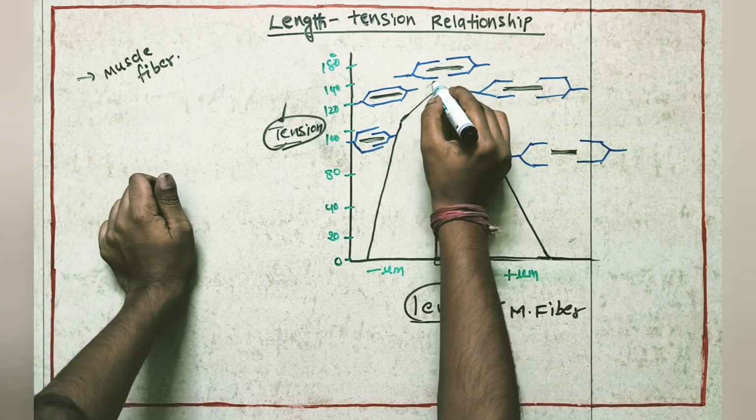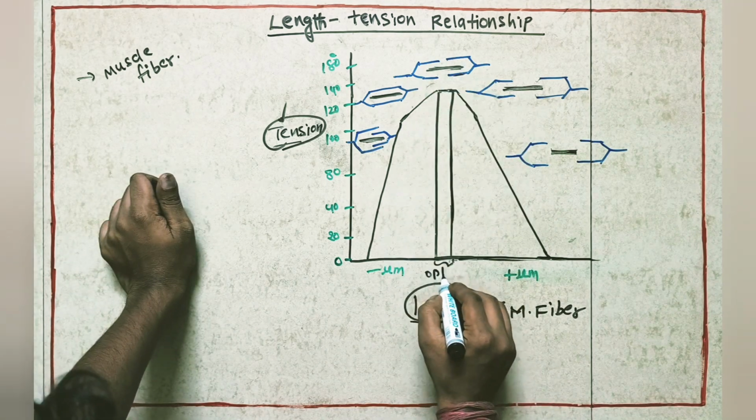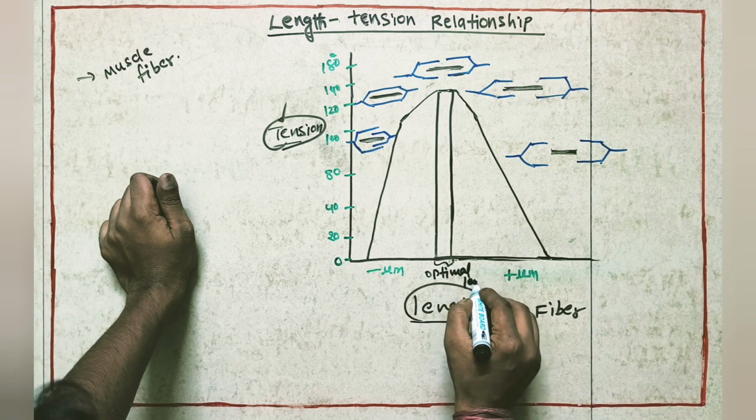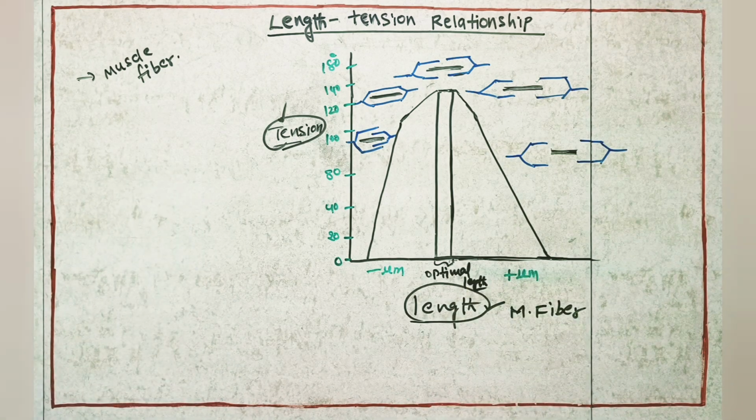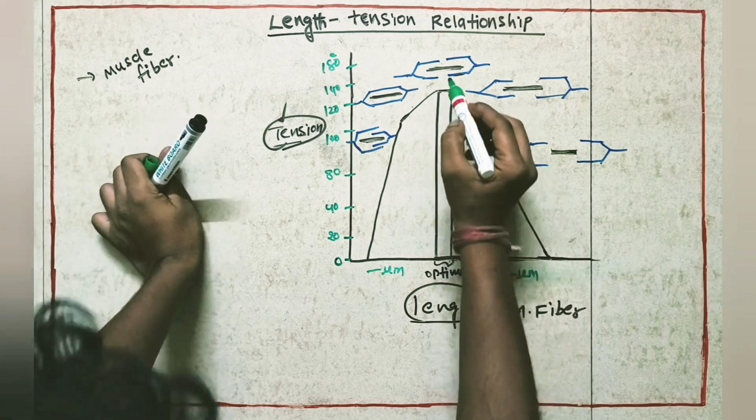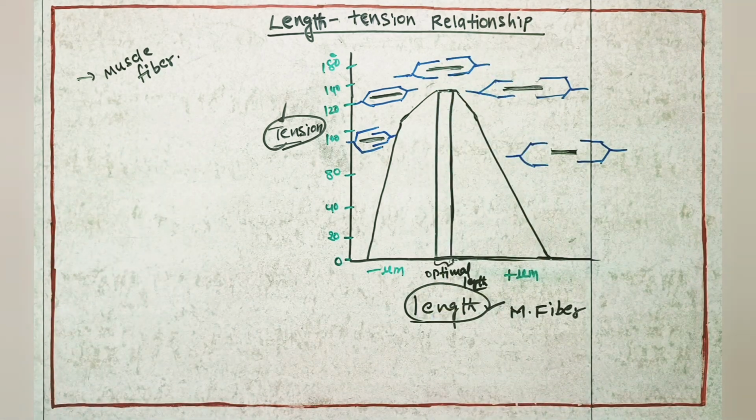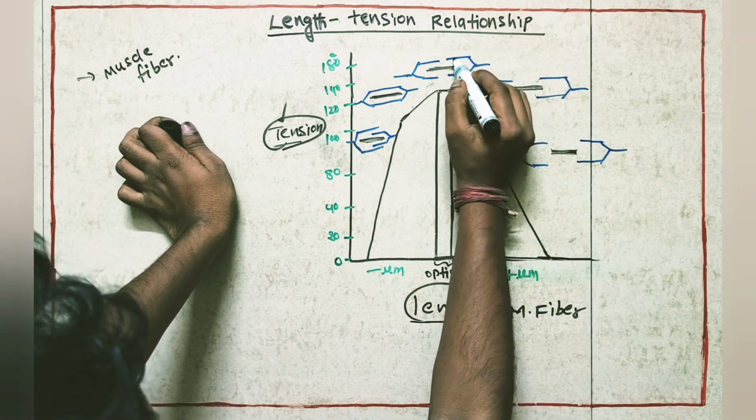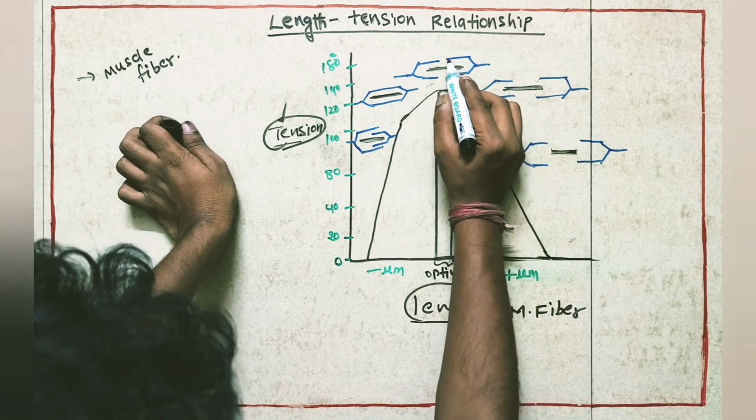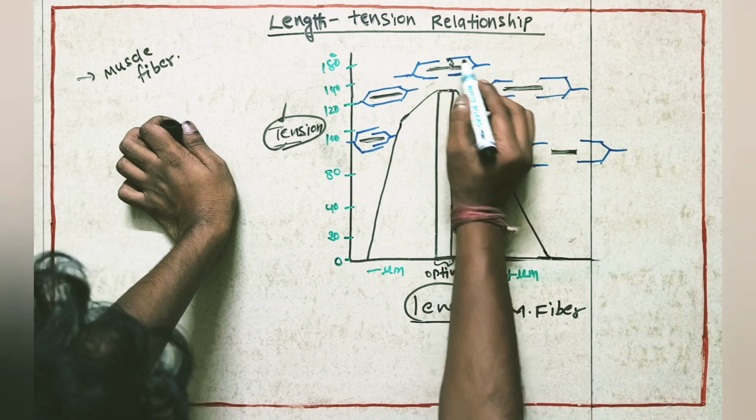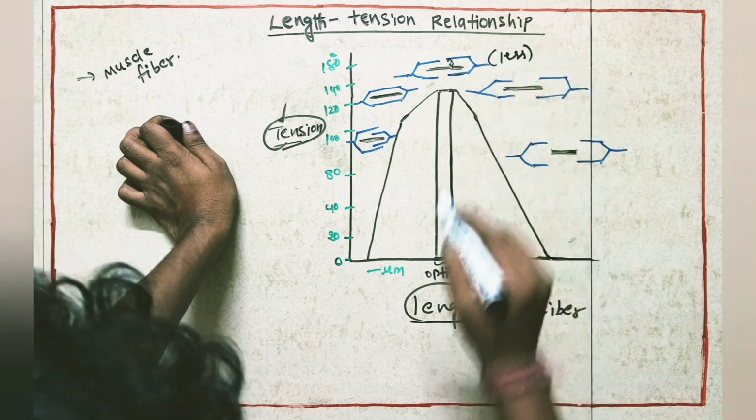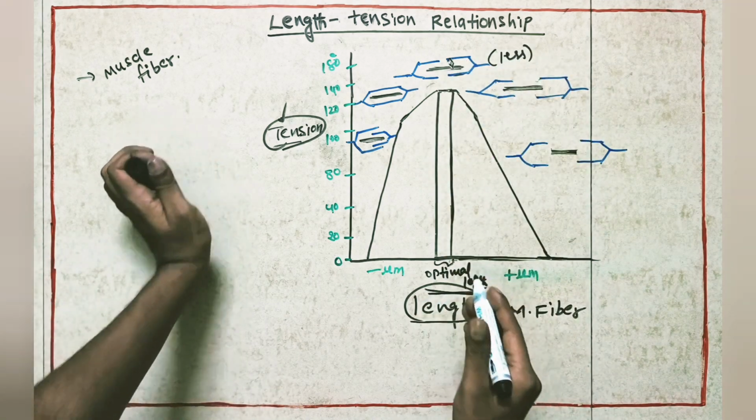Suppose if you see the center, this is the optimal length of the muscle. At the optimal length, observe this point. This is our myosin, the thick filament, and this is our actin, the thin filament. The overlap between actin and myosin is present here, but it is less. So that is called the optimal length of the muscle.